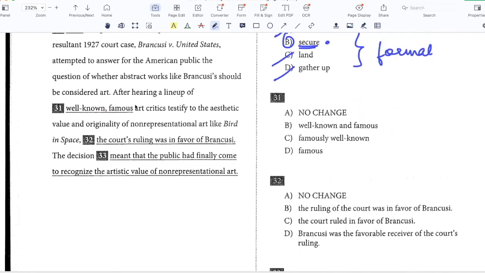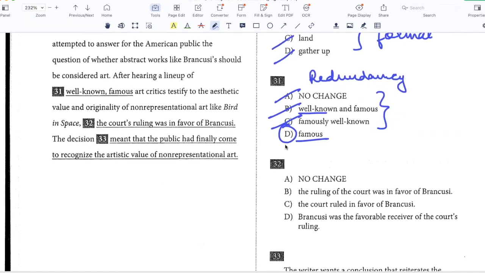Okay, so this is redundancy because I am using two words that mean the same thing, well-known and famous, so I don't have to. So A is wrong, well-known and famous, famously well-known. So all these are redundant. D is non-redundant, so that's the best answer.